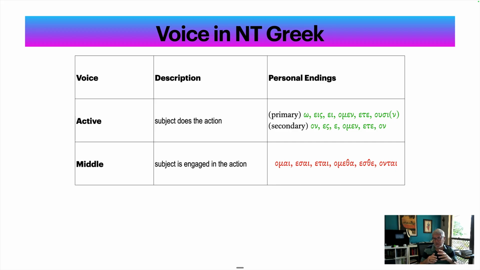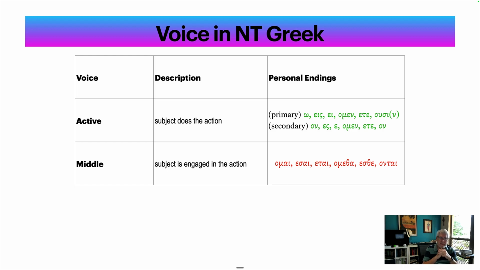If it's middle voice, the verb is going to have an ending like omai, esai, etai, ometha, este, ontai. That's not too big a stretch to recognize that ometha is we and sai is the middle form of you. But it is quite a different set of endings. We're not going to be learning those endings, okay? We're just going to rely on the software.